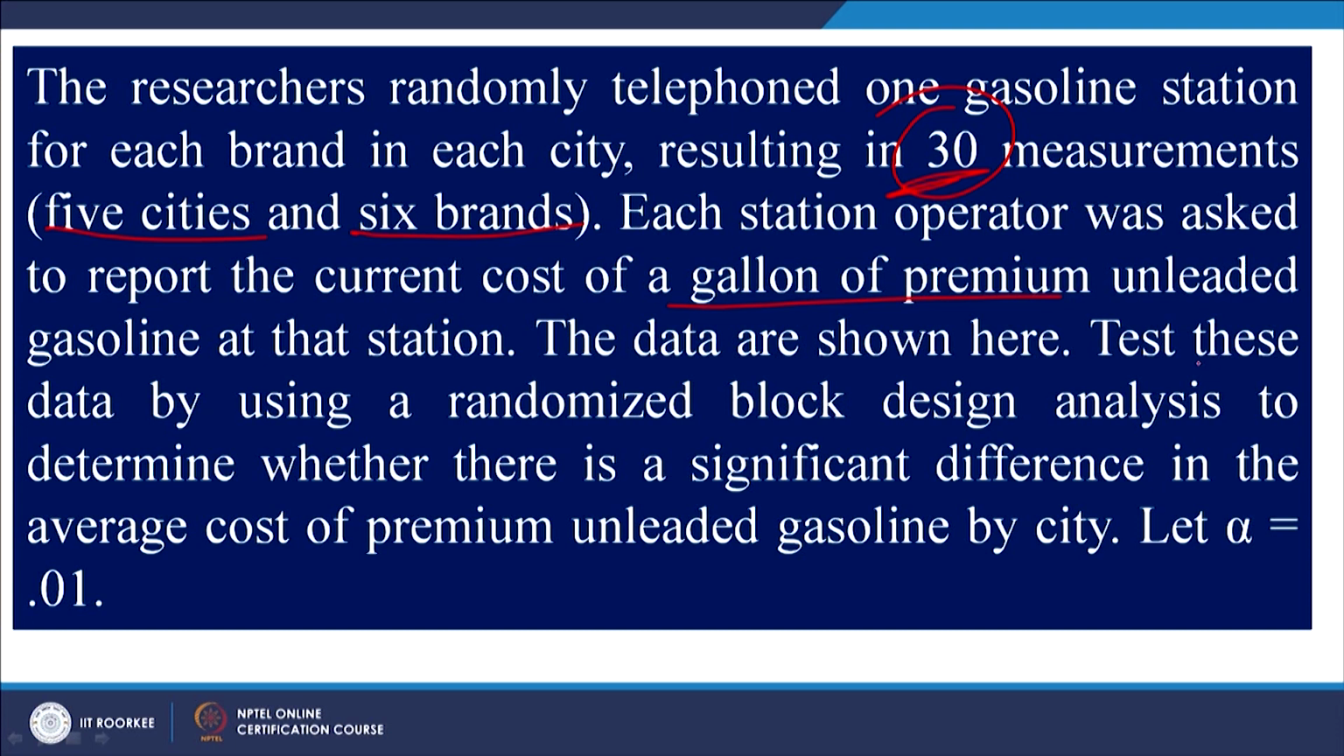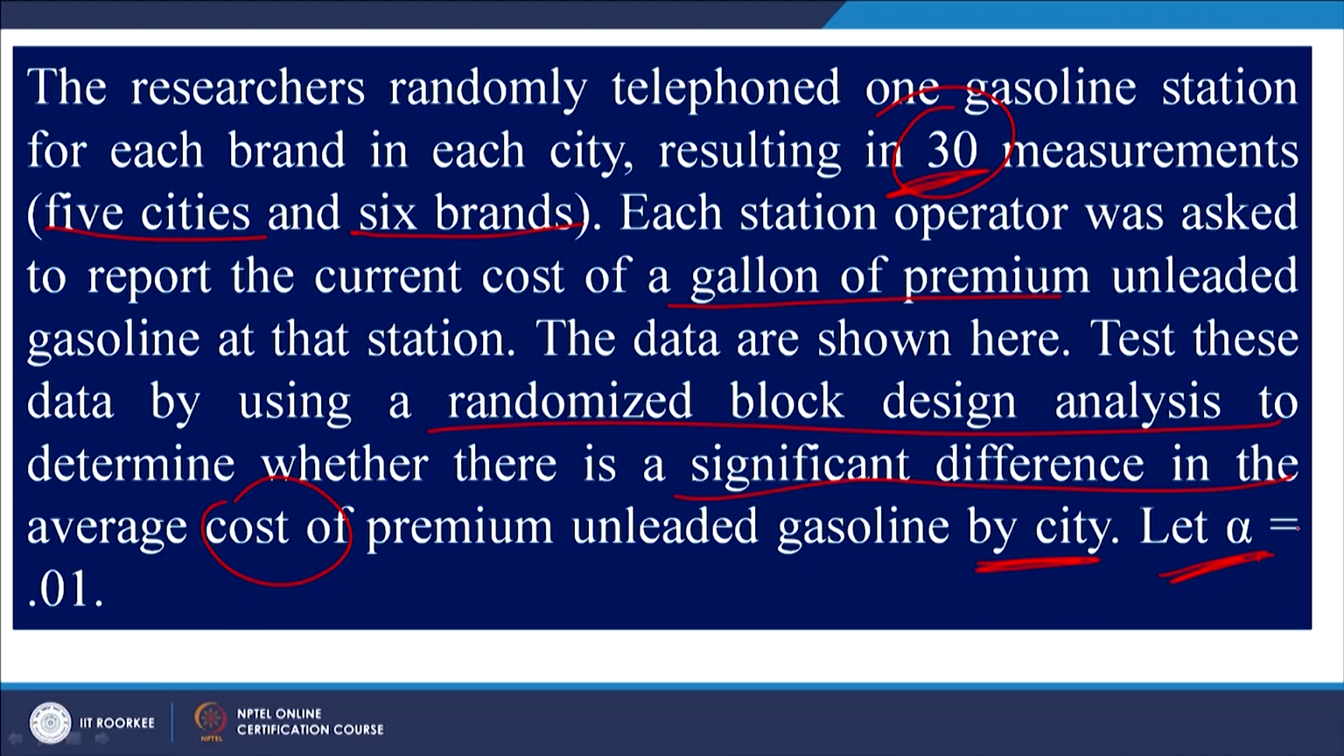They tested these data by using a randomized block design analysis to determine whether there is a significant difference in average cost of the gasoline by city. So, there are 5 cities and gasoline prices were noted in all those cities for 6 brands. So, we need to test this hypothesis at the 99% significance level.